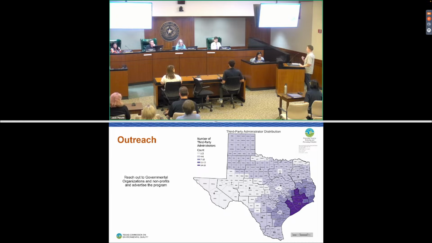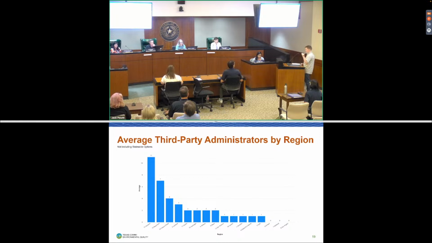Do you have any questions about this? Cool. So our average third-party administrators by region are predominantly in the Houston region, Beaumont region, and Corpus Christi, like we just talked about, the coastal regions. You can see there's a vast majority of regions out there that only have 1 to none. This bar graph is not including those statewide options. So when penalty dollars go back into those communities, there's a better chance that they're going somewhere else in the state, maybe not necessarily directly back into that region where those dollars were coming from. So we'd like to increase participation in those areas.